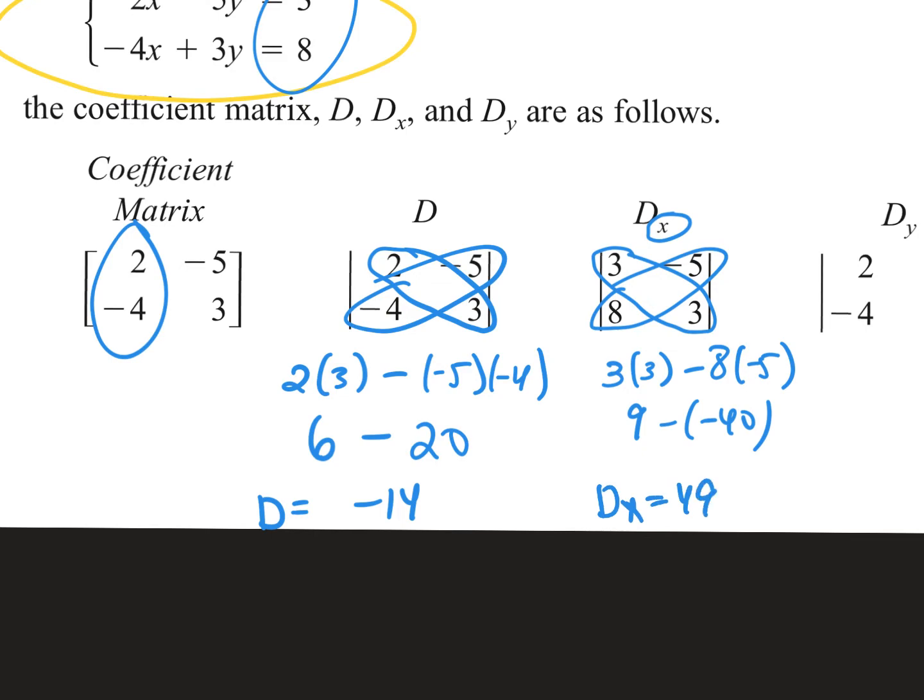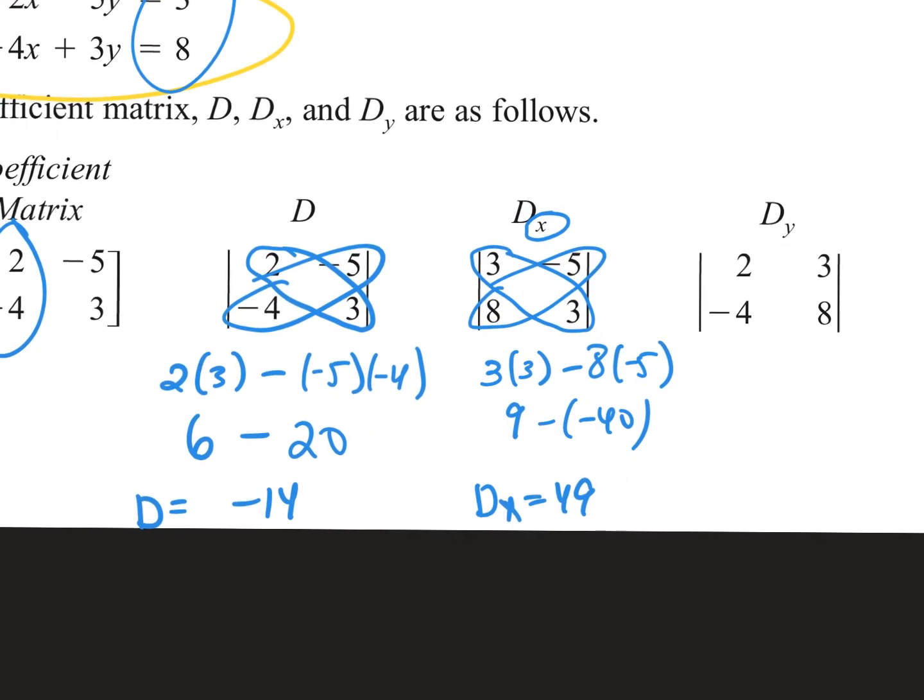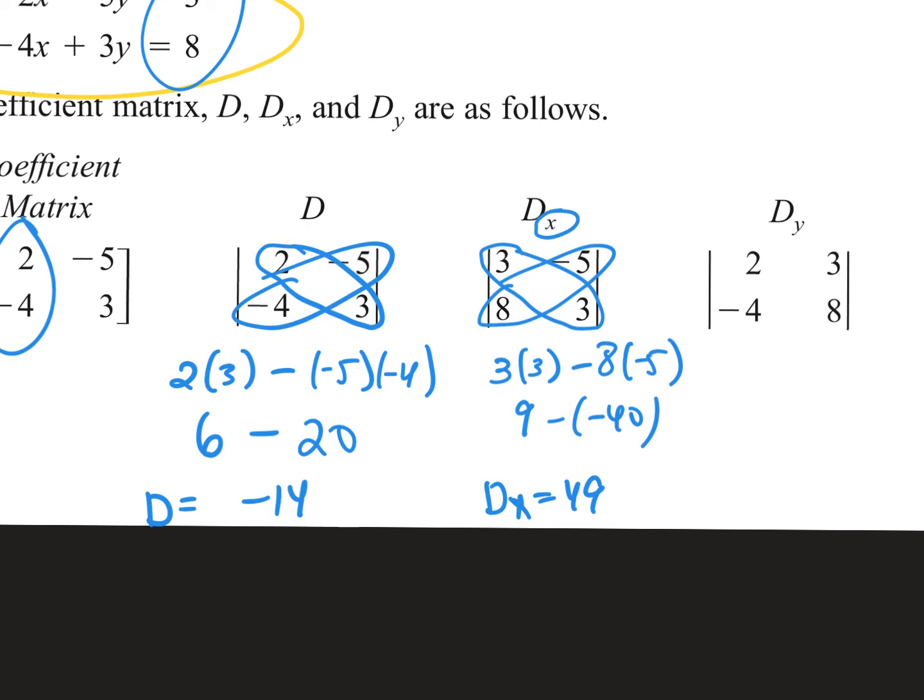You guys with me? All right, now we're going to find d sub y. We're finding the y determinant, meaning instead of the y coefficients, we're going to put in the answer. So we replace negative 5 and 3 with 3 and 8. Everybody good? So again, find the determinant. 2 times 8 minus 3 times negative 4, correct? 2 times 8 is 16. Minus the negative is plus. What's 16 plus 12? 28. So d sub y equals 28.